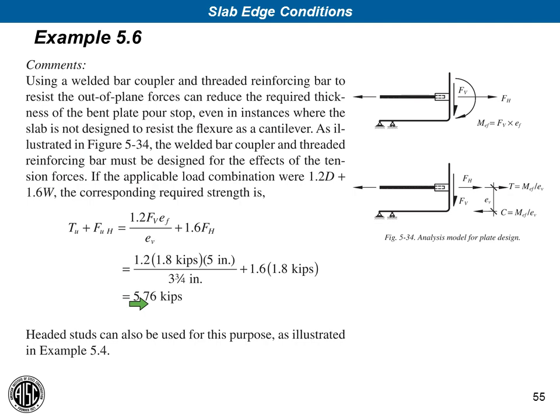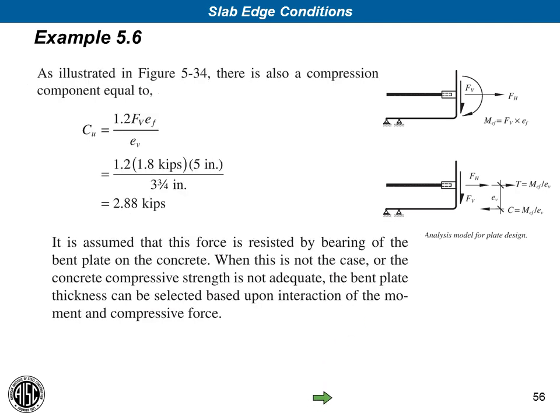And headed studs could also be used for this purpose, perhaps with a candy cane type 180-degree hook bar in the slab, also a viable way to do it. For sake of completeness, we should check the horizontal leg of the bent plate and find that that takes 2.88 kips, though in practice, this is going to be resisted by bearing on the concrete slab.